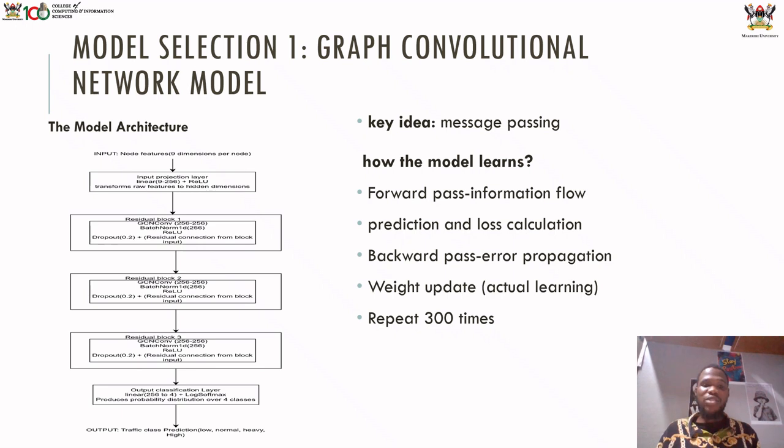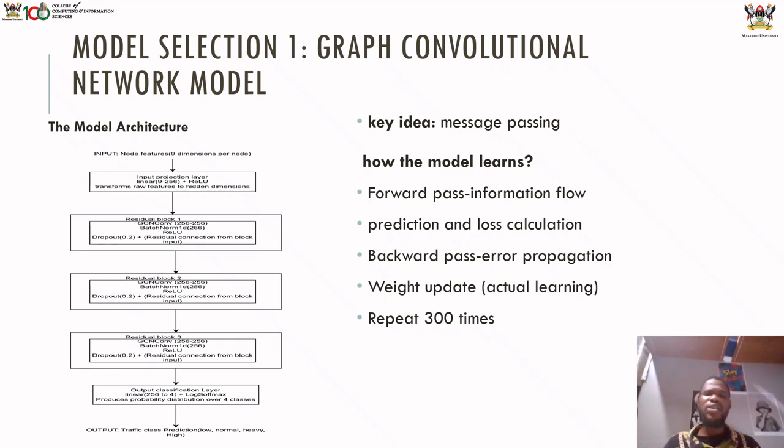So, I'll start off with the model architecture, and of course, we selected the graph convolutional network model, and I'll just take you through what a graph convolutional network really is. If you know about graphs, they're just mathematical structures that have nodes and edges, and nodes are connected via edges, right? And this just represents the relationship between the nodes.